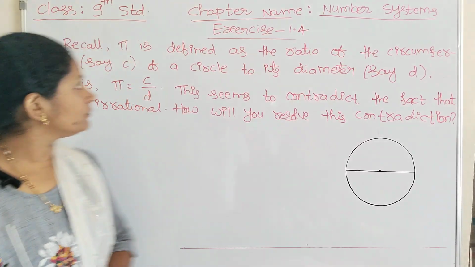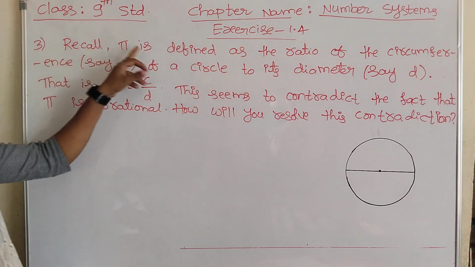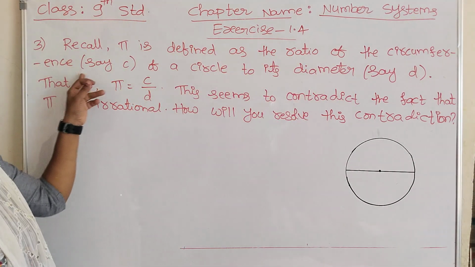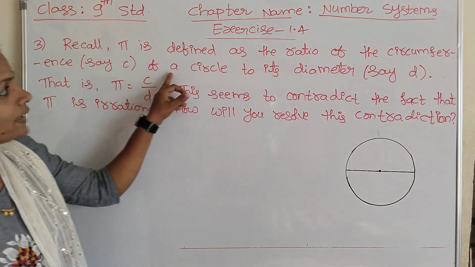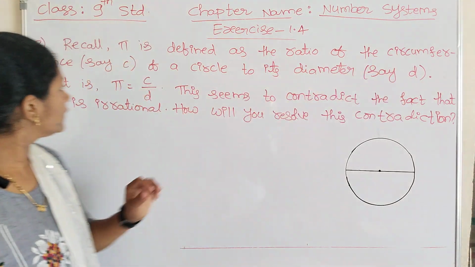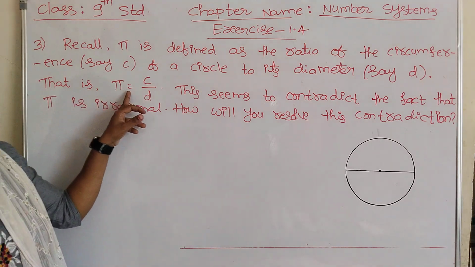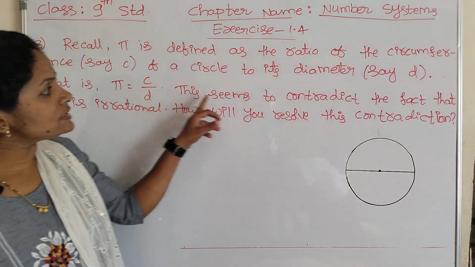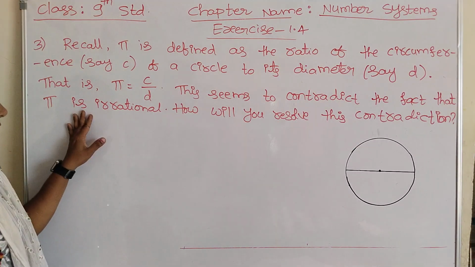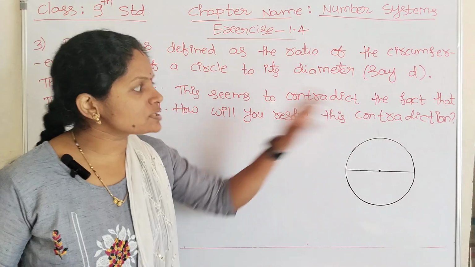Question number 3. Recall, pi is defined as the ratio of the circumference, say C, of a circle to its diameter, say D. That is, pi is equal to C by D. This seems to contradict the fact that pi is irrational. How will you resolve this contradiction?